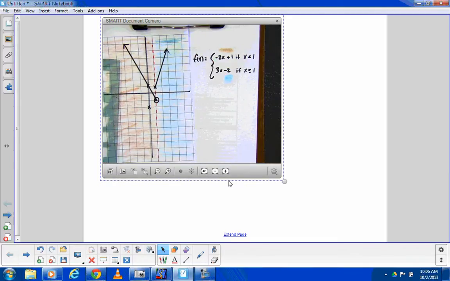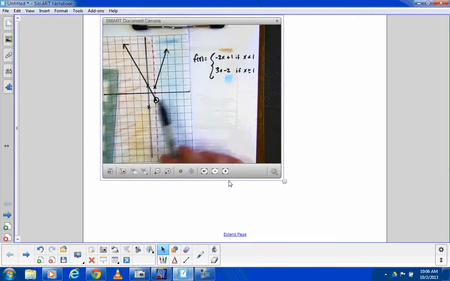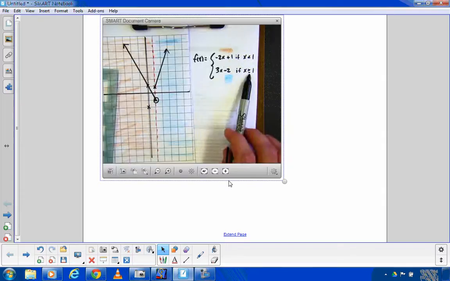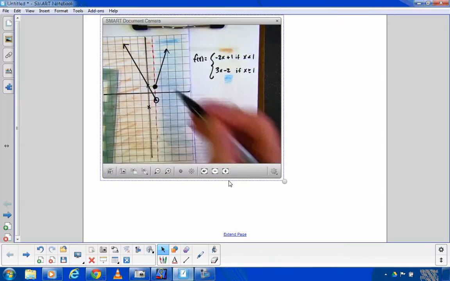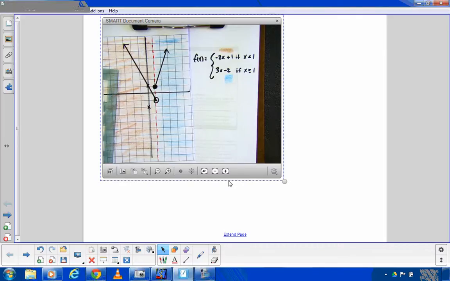Now let's talk about this endpoint right here. We said this one was open because we didn't include 1. Now this one includes 1. To really show that, we'll use a closed circle. All right, y'all get the idea there? It's kind of like you're taking two equations. One equation gets the left side, one equation gets the right side of that border right there. Okay, let's look at another one.